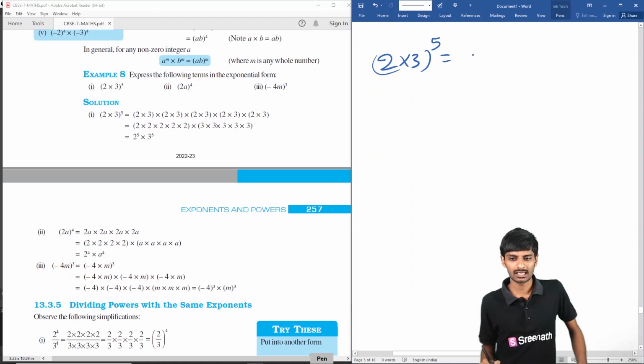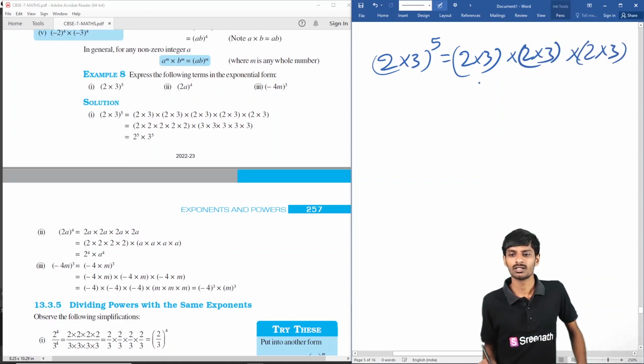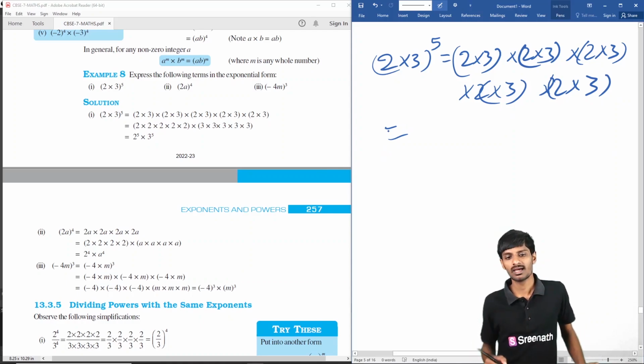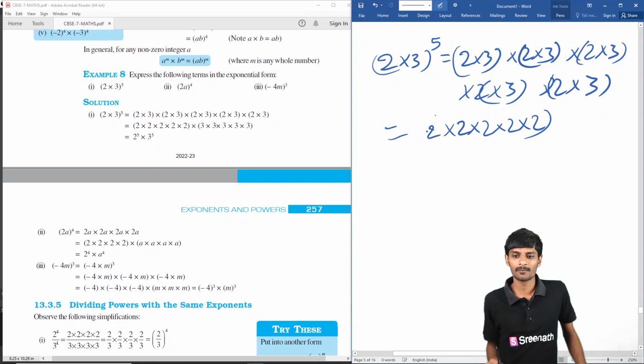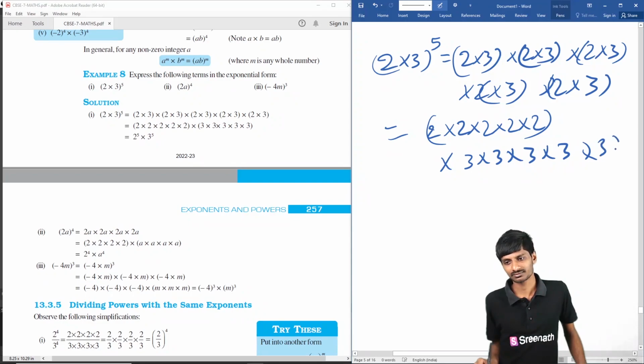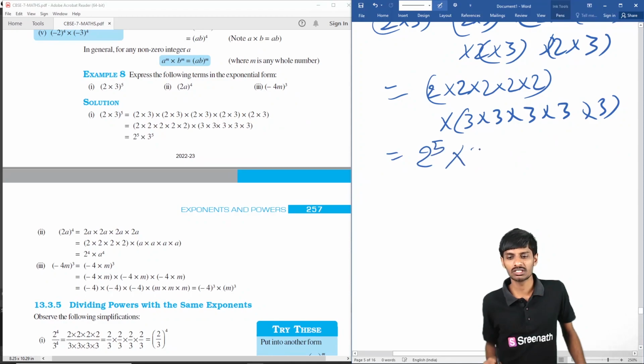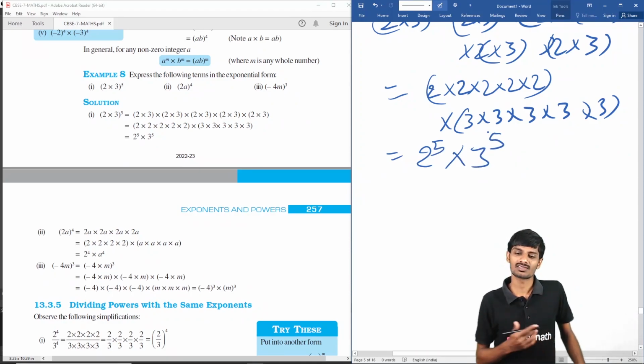Or if you want, in another way, 2 into 3 whole to the power of 5 is 2 into 3 into 2 into 3 into 2 into 3 into 2 into 3 into 2 into 3. How many 2 into 3s are you having? 5. And if you do this, at every place there is 2 and 3: 2 into 2 into 2 into 2 into 2 into 3 into 3 into 3 into 3 into 3. Five 2s, five 3s, which is 2 power 5 into 3 power 5. So that is the case.